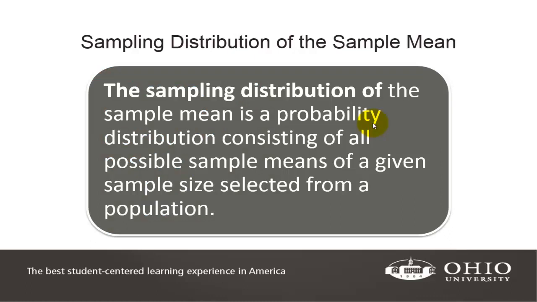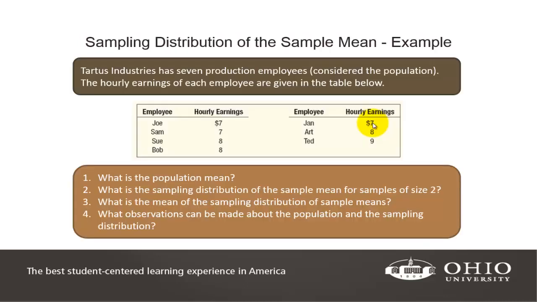Okay, sampling distribution of the sample mean, a really important topic. The sampling distribution of the sample mean is a probability distribution consisting of all possible sample means of a given size selected from a population. So let's see what that means. Let me see if I can explain that to you a little bit.